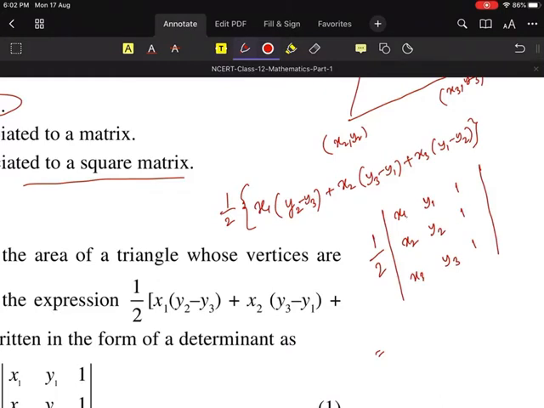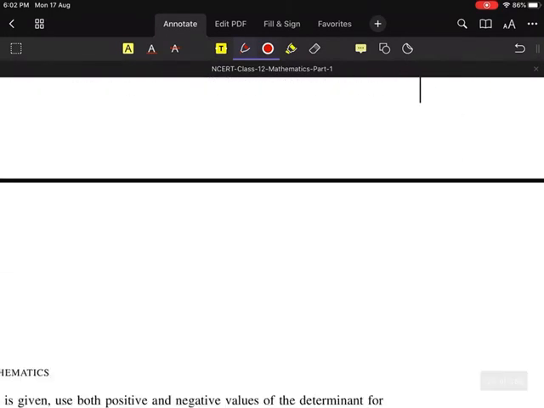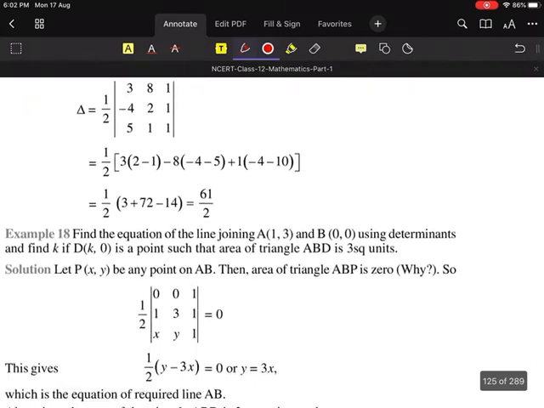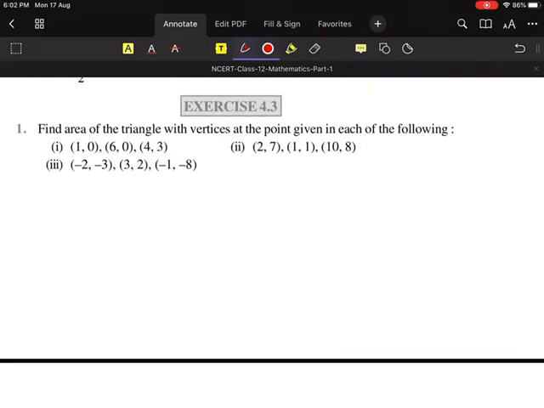So, it's as simple as that. If you just write the coordinates like this and 1, 1, 1, and find the determinant, you get the area of the triangle. Now, one most important thing. The determinant value can be negative also, right? So, when you get a negative value, you have to take the mod of that. Mod means to take the positive value, because area can never be negative. Okay? It's so simple as that.